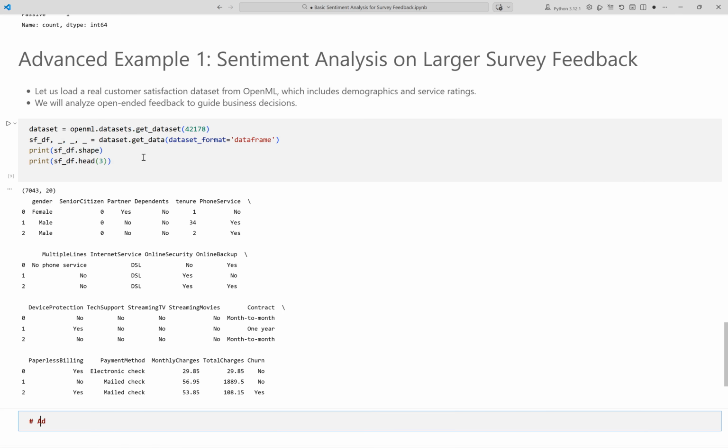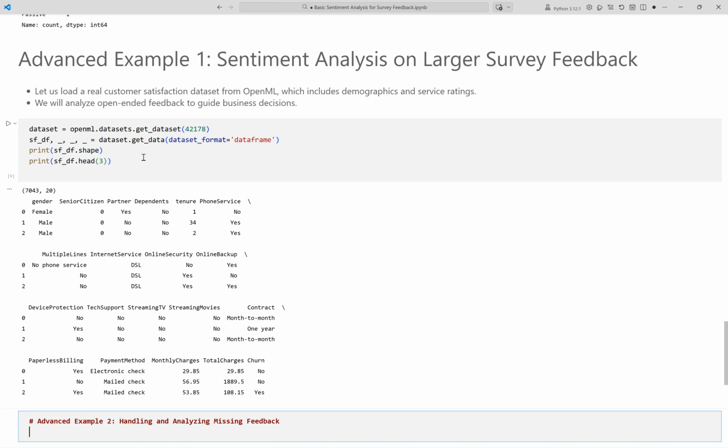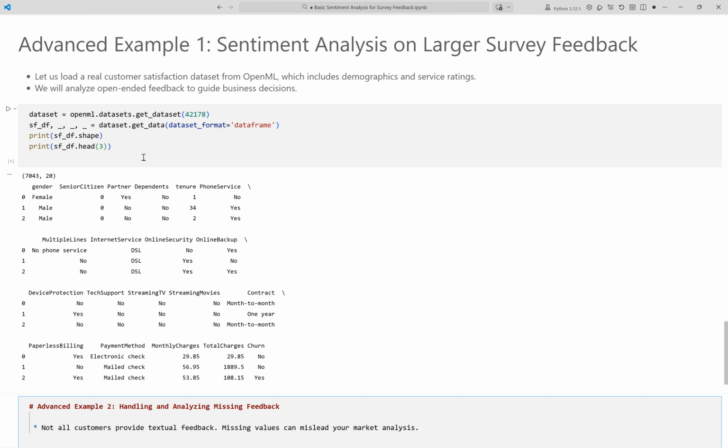Advanced Example 2. Handling and analyzing missing feedback. Not all customers provide textual feedback. Missing values can mislead your market analysis. We must detect and handle missing comments before analyzing sentiment distributions. Running the cell now.